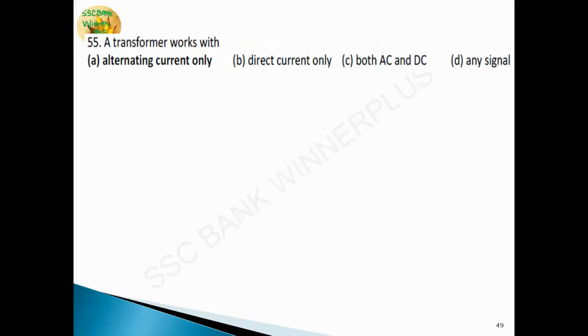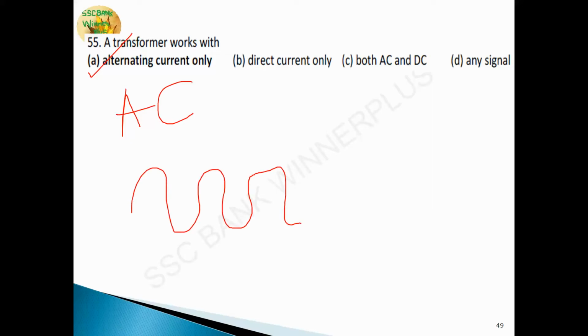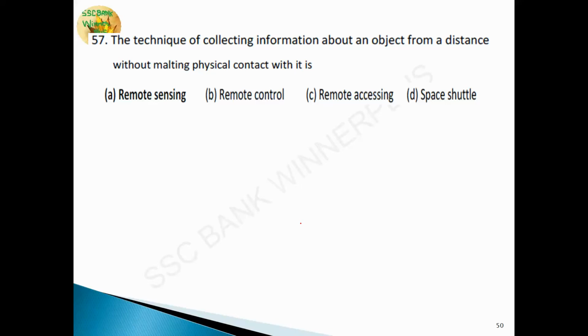A transformer works only with alternating current. What does alternating current mean? AC current. So it doesn't work with DC current. The technique of collecting information about an object from a distance without making physical contact with it is known as remote sensing.